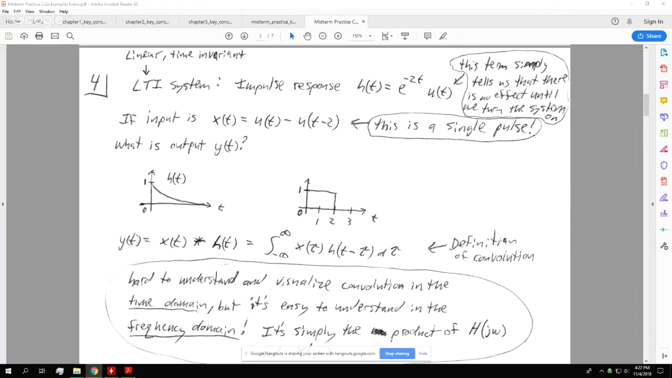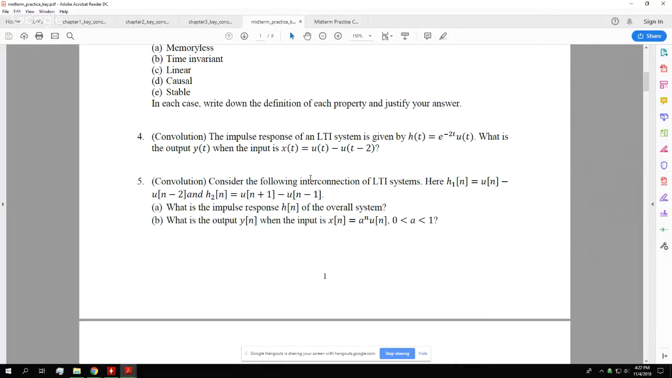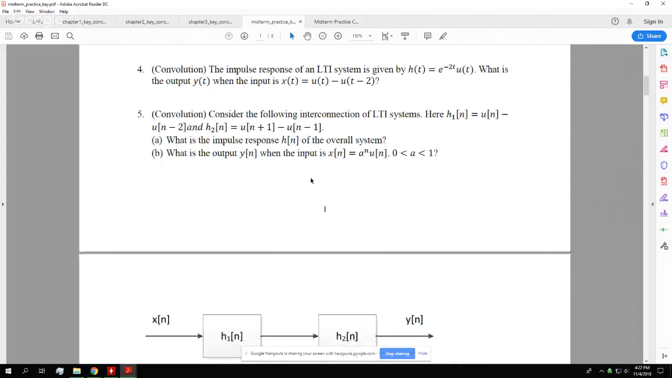All right, let's see. Looks like we're starting with problem 4 now. So let me pop up over here and read the question, problem 4. This looks like our first problem that deals with convolution, which is a concept from week 2.